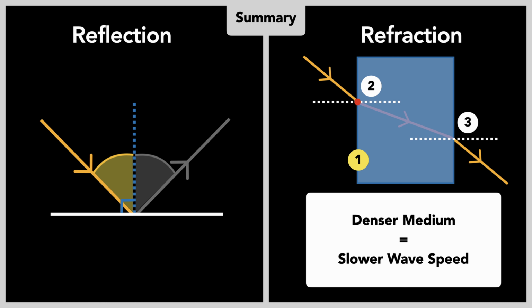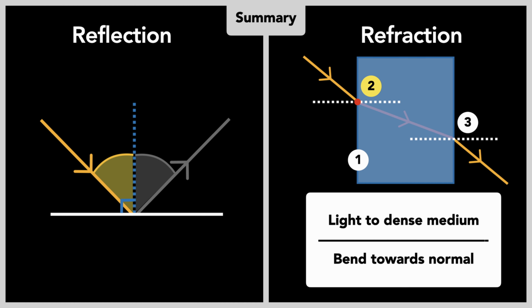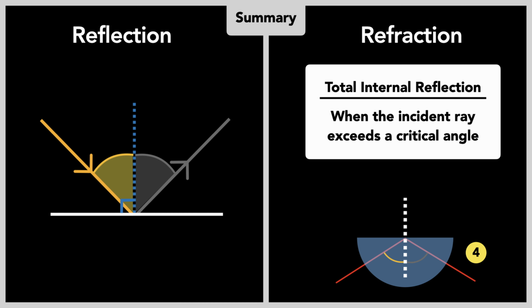Electromagnetic waves travel slower through denser mediums and vice versa. Angled rays passing from a light to dense medium bend towards the normal. Angled rays passing from a dense to light medium will bend away from the normal. Total internal reflection occurs when the angle of incidence of a ray exceeds a critical point and reflects within the denser medium.